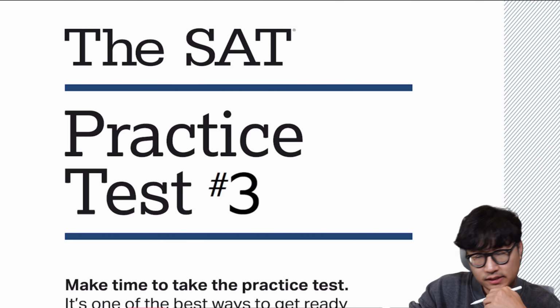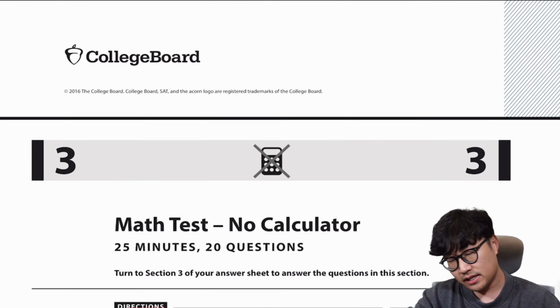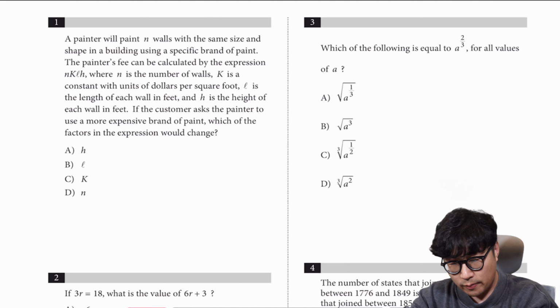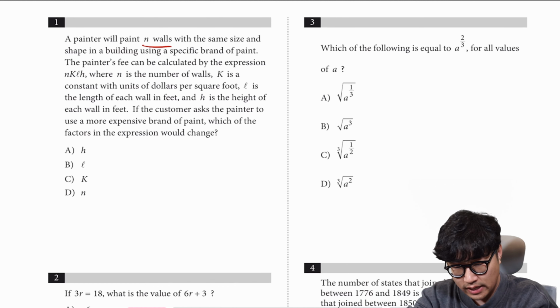All right, this is going to be the SAT practice test number 3. So let's get started. Section 3. Here we go. A painter will paint n walls. So n is the number of walls. K is a constant with dollars per square foot unit, whatever that means. L is the length. H is the height.